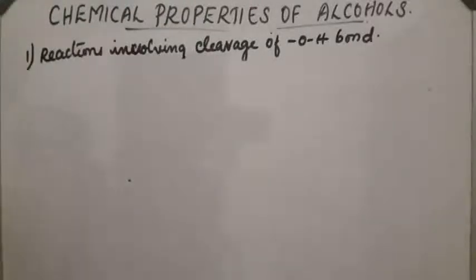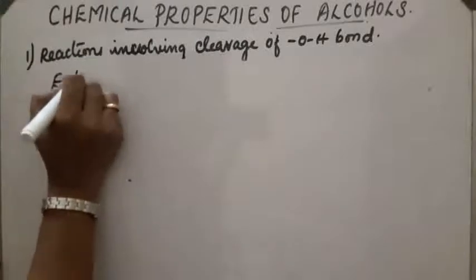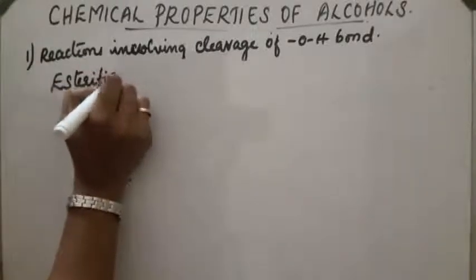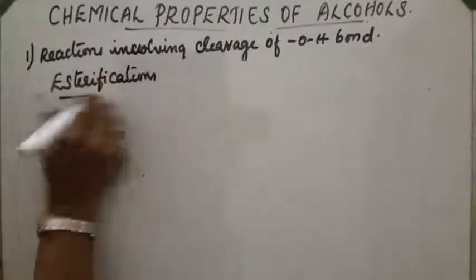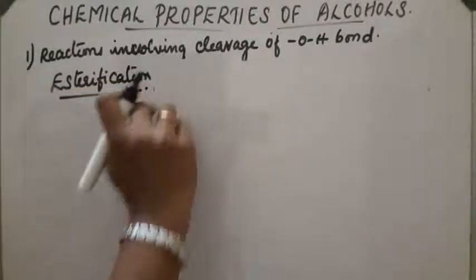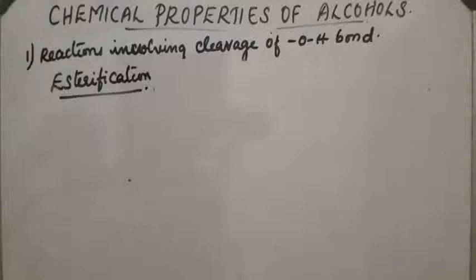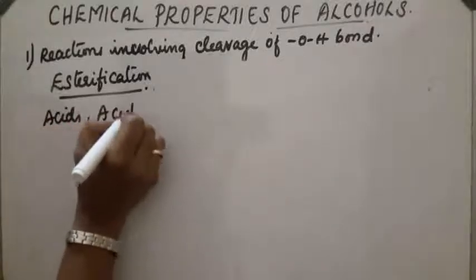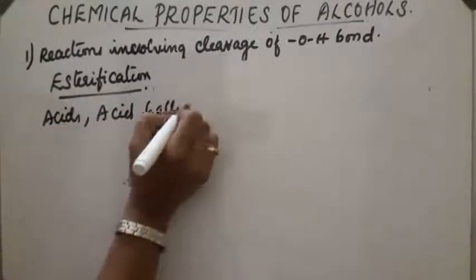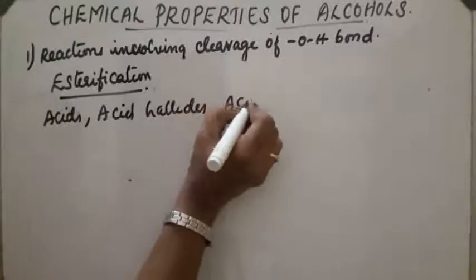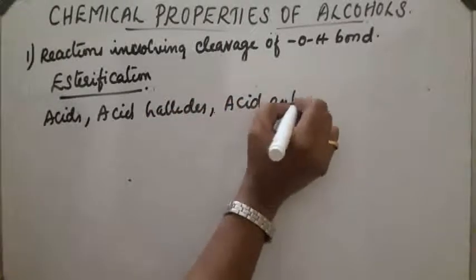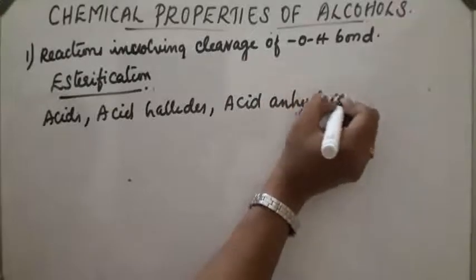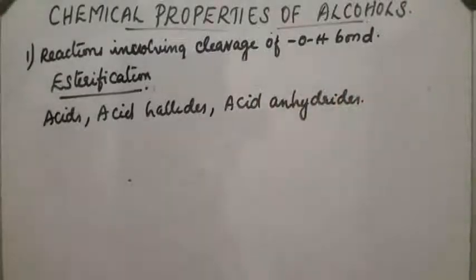Next reaction in this is esterification, the formation of esters from alcohols. Esterification reactions: formation of ester from alcohols. Alcohols react with acids, acid halides, then acid anhydrides, etc., and form esters. So they react with all these acids, acid halides, and acid anhydrides and form esters.